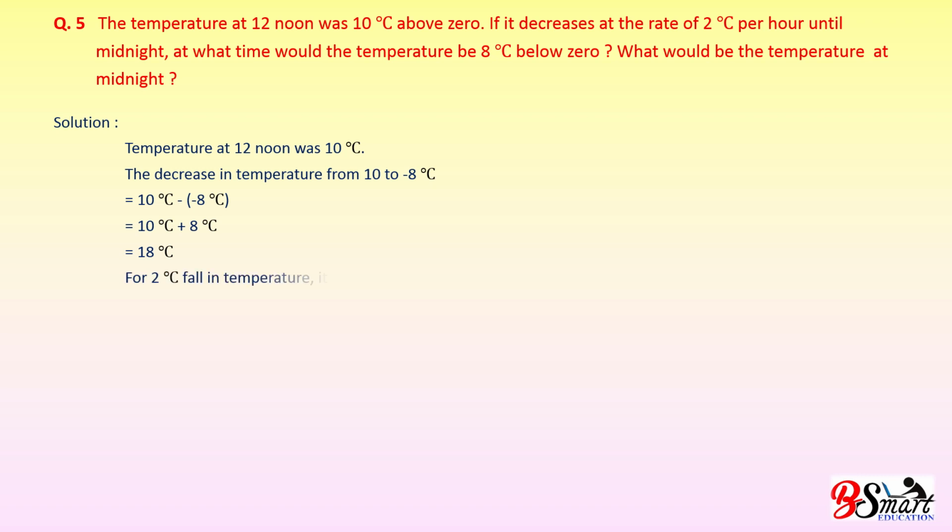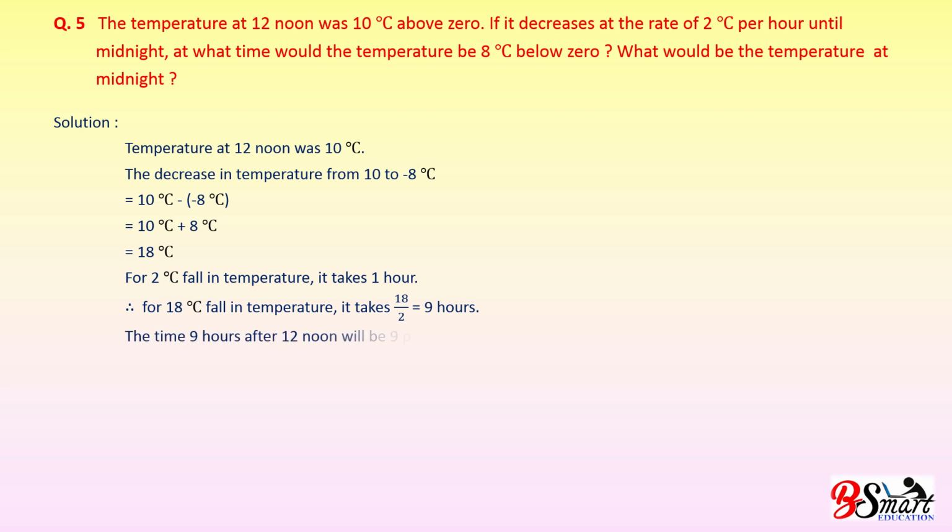For a 2 degrees Celsius fall in temperature, it takes 1 hour. Therefore, for an 18 degree fall in temperature, it takes 18 divided by 2. So 2 nines are 18. That is 9 hours. The time 9 hours after 12 noon will be 9 p.m. Therefore, the temperature minus 8 degrees Celsius will be attained at 9 p.m.